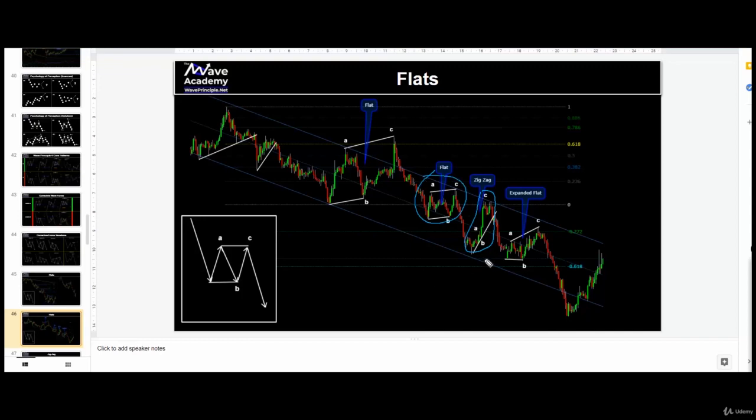Here you can spot the main difference between a flat and a zigzag. Zigzag looks pretty sharp, but it doesn't make a new high. It's 3 movements, A, B, C, and then it goes down. And then here you can see another expanded flat that keeps making a new low.